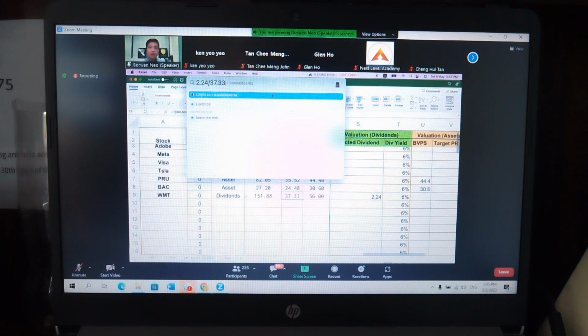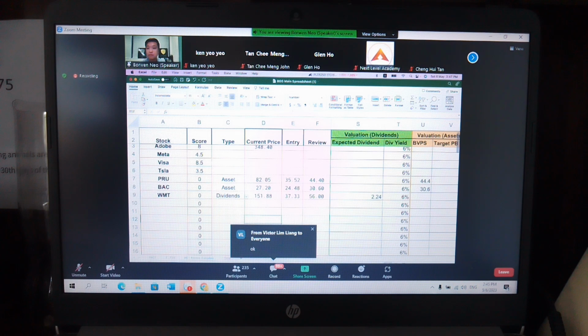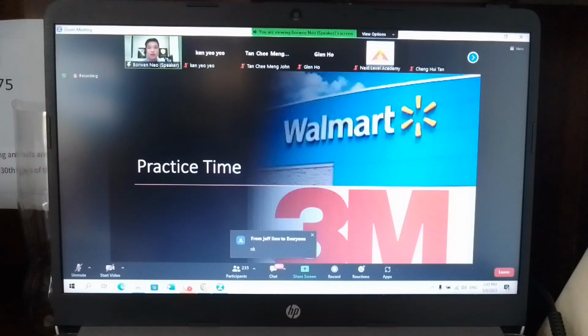Again, it's not a math class, so that's why we give you the formula, so that you don't have to crack your brain over the formula itself. Of course, the even easier one is to just put in the dividend yield within the JITA, and then you can straight away see whether it is undervalued or overvalued. Very straightforward. Any questions so far? If everything is okay, can you type in okay for me?